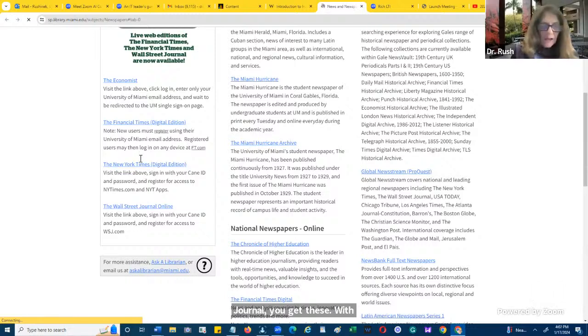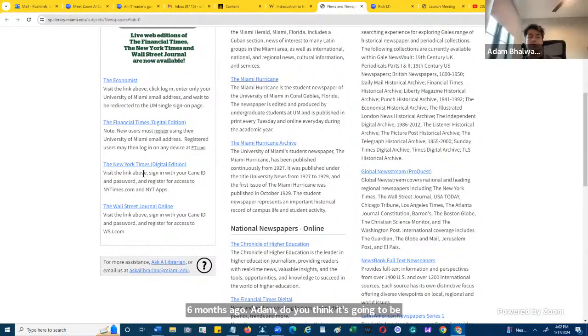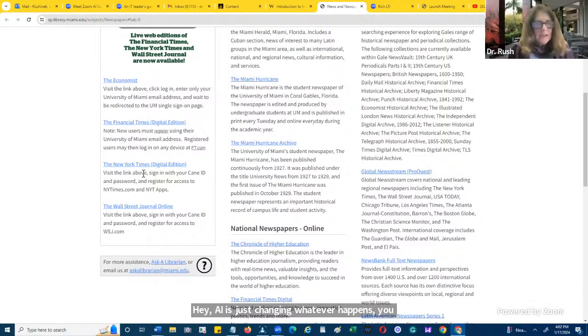I'd like all of you to get these two publications, because even though we're using a textbook, even if it was written six months ago, Adam, do you think it's going to be current in terms of tech? No way. Not at all. AI is just changing. Whatever happens from last semester to this semester, it's even changing as well.